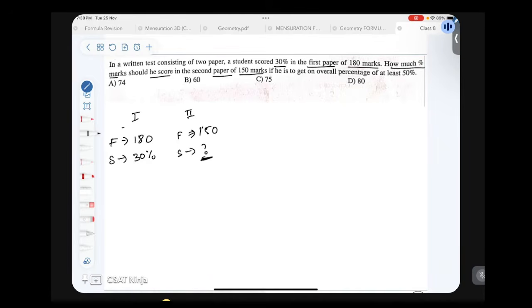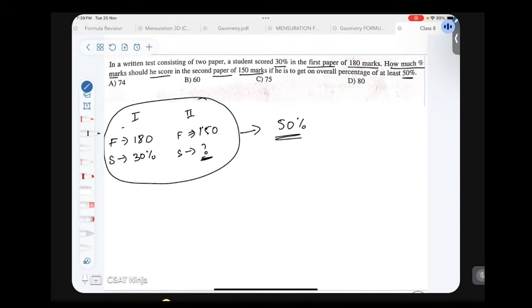if he is to get an overall percentage of 50%. If he needs to get an overall percentage of 50%, which means combining these two subjects, he needs to get how much? 50%. So 50% means what? 50% of the total marks. Okay, so can I say like this?